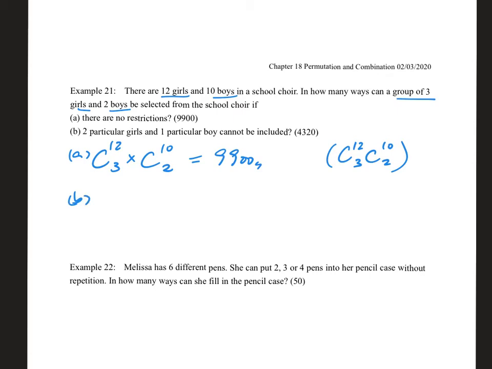This time, you see that 2 particular girls and 1 particular boy cannot be included. That means in this case, there are only 10 girls to choose from, as well as only 9 boys to choose from. But you are still choosing 3 girls and 2 boys in this situation. So the answer will be 10C3 times 9C2, which gives you 4320 as the outcome. See whether that is okay for you.